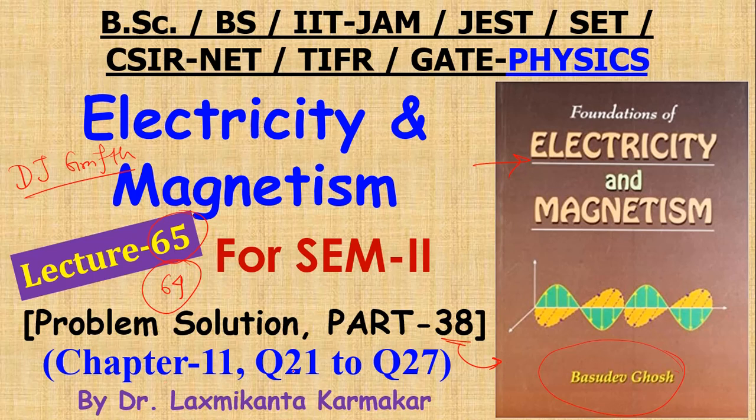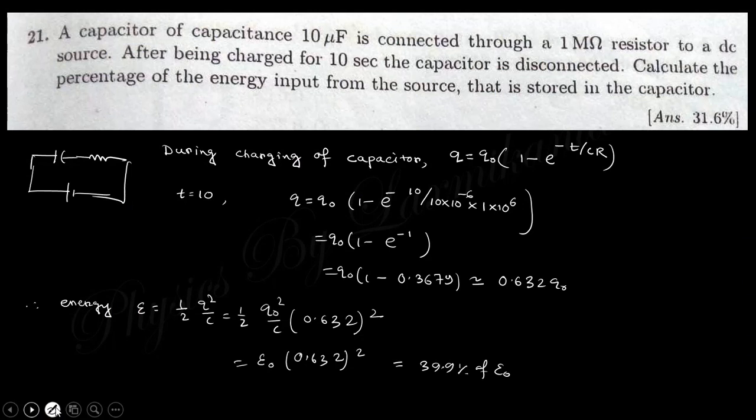So let's start with questions 21 to 27 of chapter 11 of this book, which consists of the transient phenomena of DC circuits, right? So let's start with question number 21, which says that a capacitor of capacitance 10 microfarad is connected with a 1 mega ohm resistor in a DC source. After being charged for 10 seconds, the capacitor is disconnected. Calculate the percentage of energy input from the source.